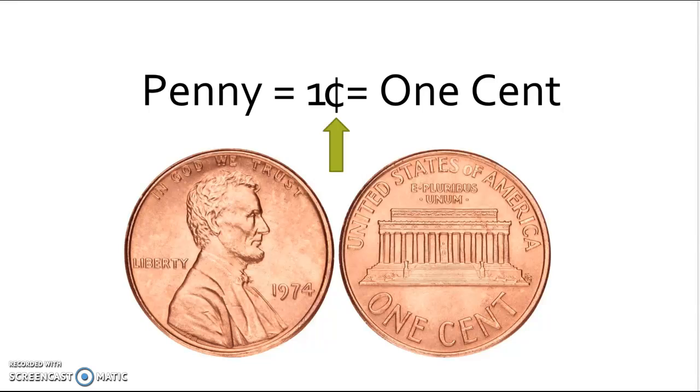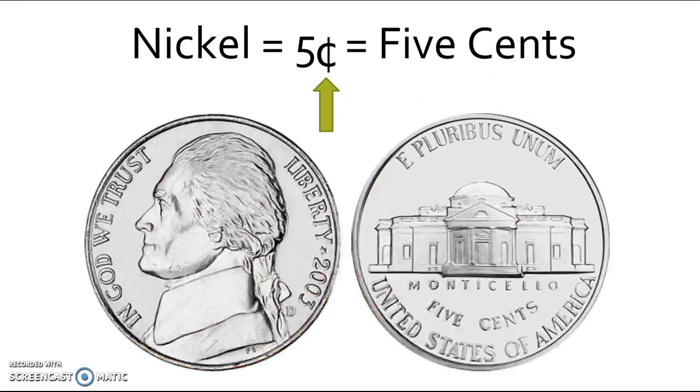Look at where the green arrow is. The symbol that looks like a C with a line through it, that is the symbol for cents. Whenever you see that symbol, you know you're looking at cents. The first coin we're looking at is a penny. A penny is worth 1 cent. Remember, when you want to say cents, you draw that C with a line through it.